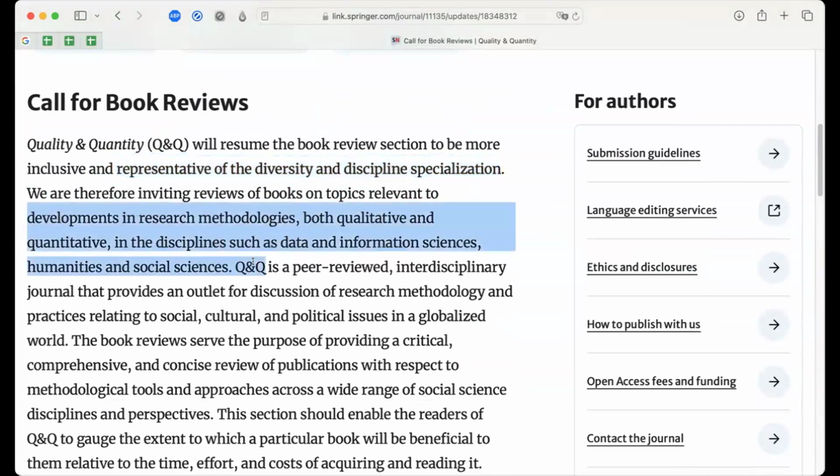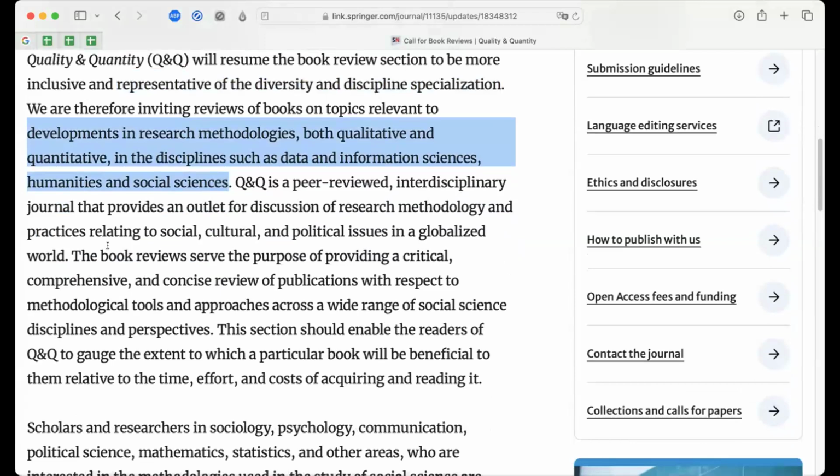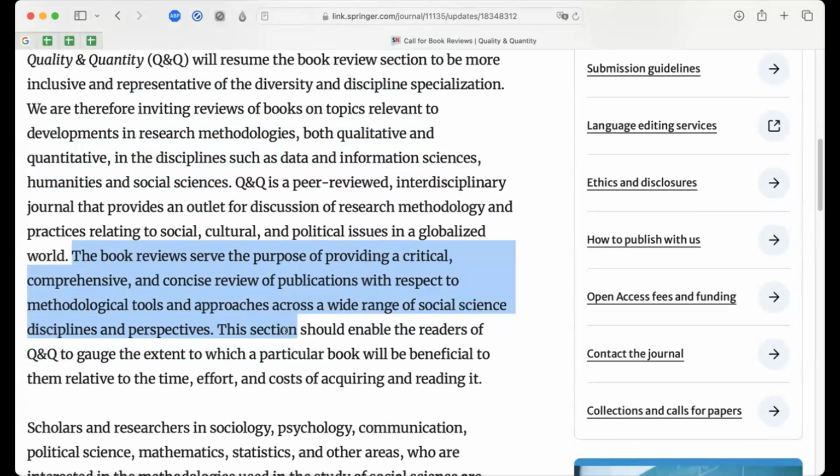It happens that this is more about how to collect, analyze, and make sense of data. And that's fine, because what we're looking to do is identify the common themes here. And we see that there are some remarks here, just as we did with the assignment. The book reviews serve the purpose of providing a critical, comprehensive, and concise review of publications with respect to, and then they list their specific interests.